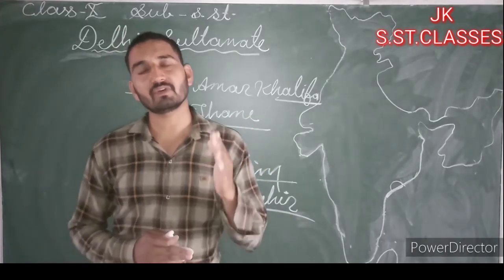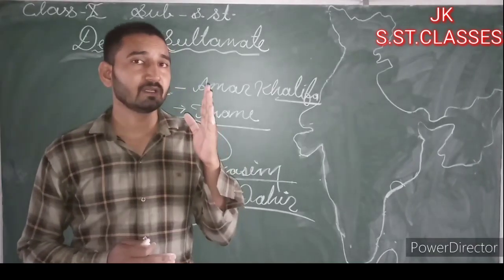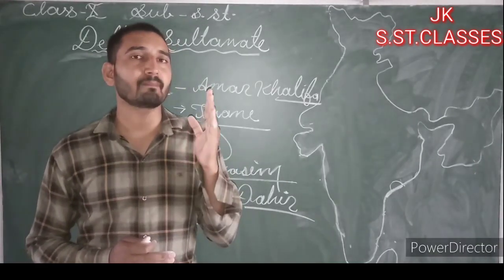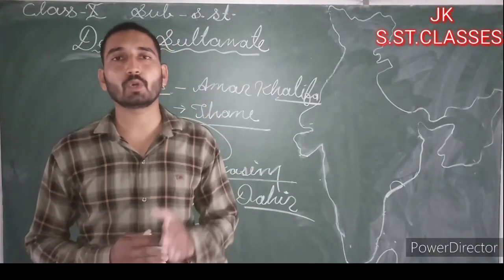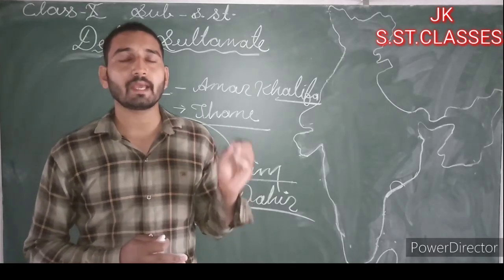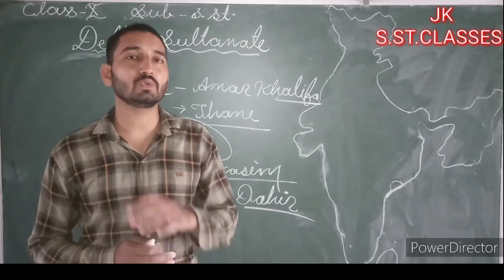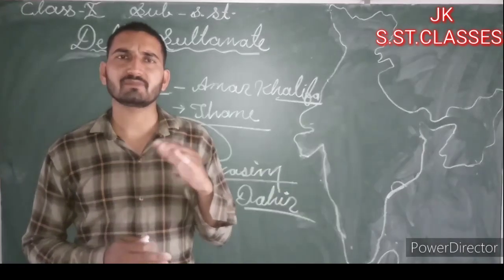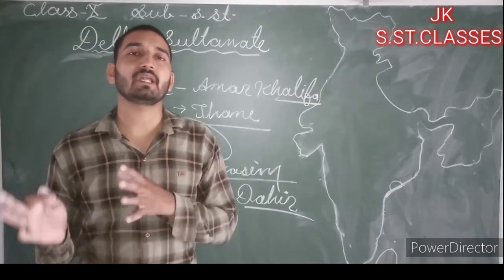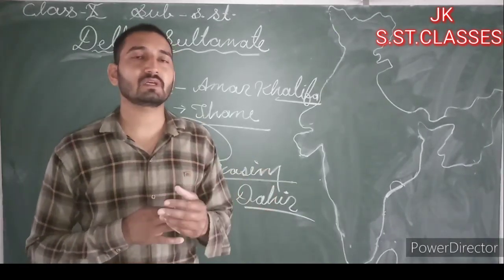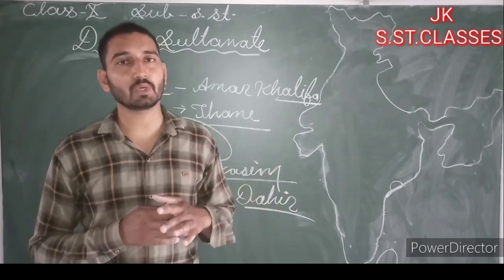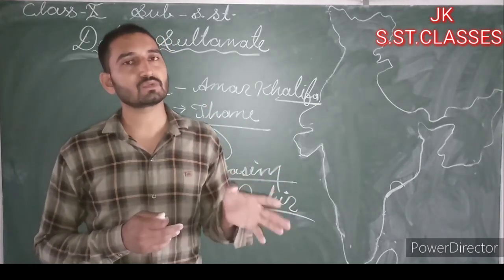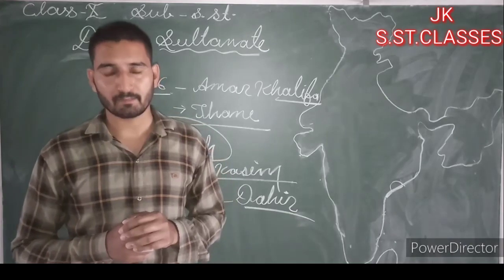We can say that, first of all, at the time of Muhammad bin Ghori, a Muslim commander ruled over the region of Delhi. Means the region of Delhi, Punjab and Lahore was under the control of Muhammad bin Ghori, and in this way under the control of his governor Qutbuddin Aibak.